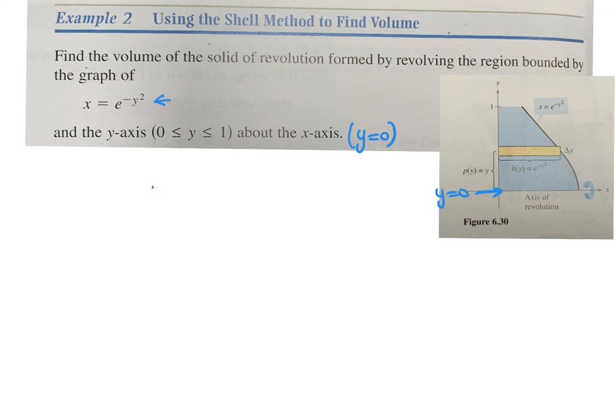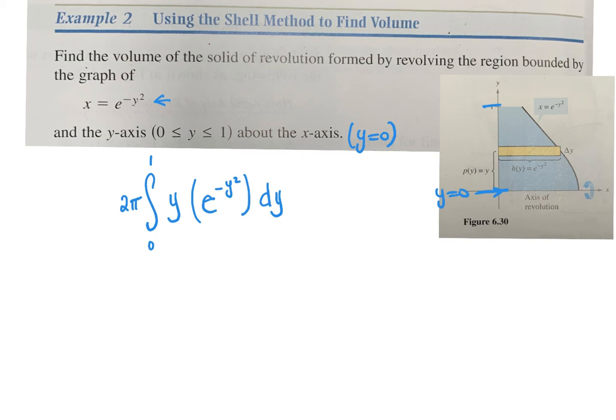So I'm going to use my shell method here, and I'm going to go from 0 to 1. We're now on the y. My r then is the distance from the x-axis. Well, my distance from the x-axis is going to be my y value. So I'm going to say my r is my y value. My height is going to be my function, e to the negative y squared. And of course, my depth is my dy.